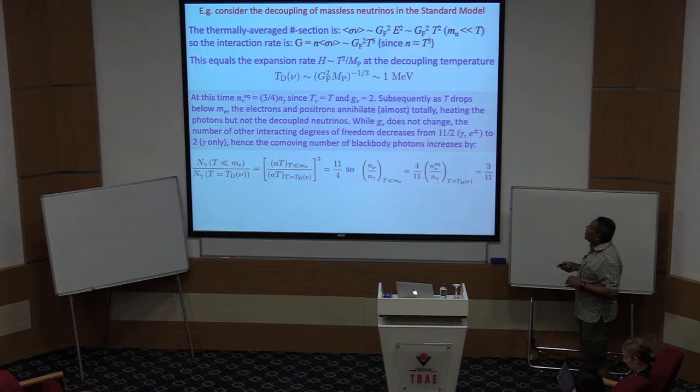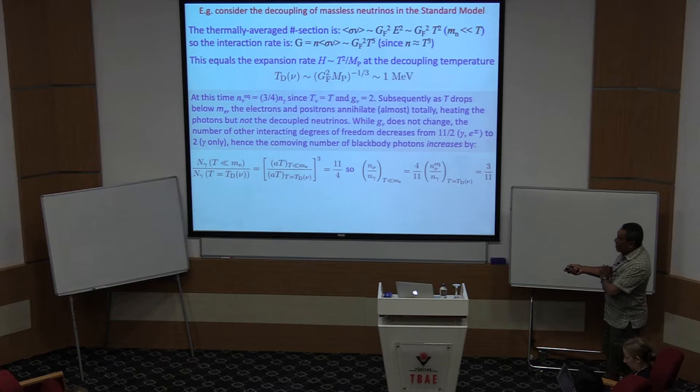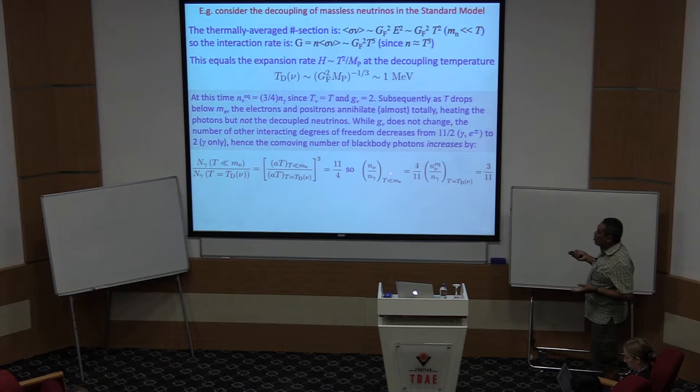And that will heat the photons, but it will not heat the decoupled neutrinos. So g neutrino does not change, but the number of other interacting degrees of freedom decreases from the sum of photons and electrons-positrons to just photons. So it decreases from 11/2 to 2. Therefore, the ratio of the two is 11/4. And therefore, the number density of photons at lower temperatures to the number density of photons at decoupling is 11/4. And that is just the ratio of the two adiabats, A times T, cubed, right? So you see, we have managed to keep exact track of what happened at neutrino decoupling and what happened subsequently. So if you ask me what is the number of neutrinos today at temperatures much smaller than m_e, that will be 4/11 of the ratio of the number densities at equilibrium at decoupling, right? And that was 3/4, so this is therefore 3/11.